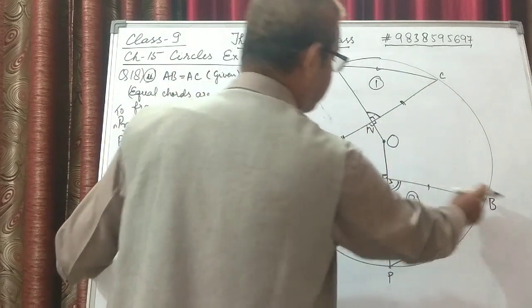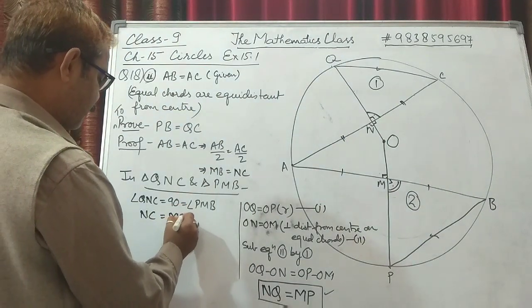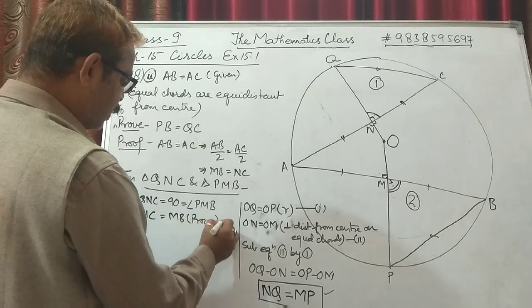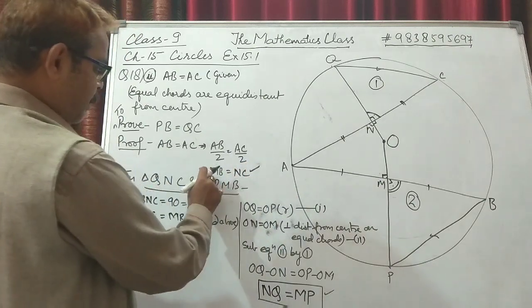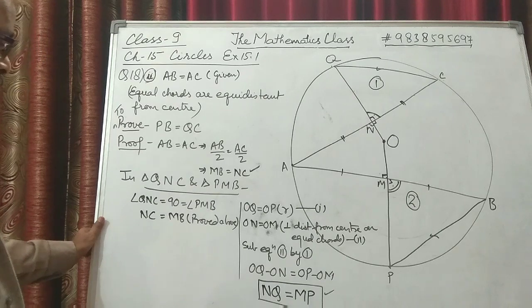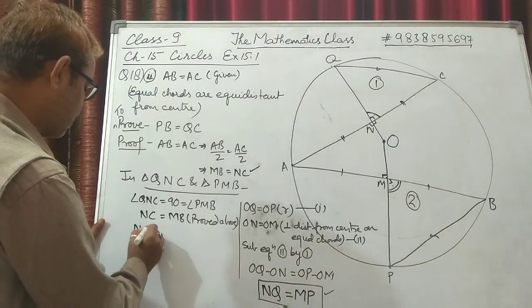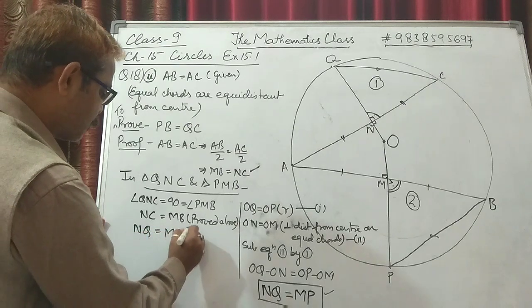NC is equal to MB. Why? Because it has been proved above. MB is equal to NC. Then third thing, we can say that NQ is equal to MP. Again proved above.